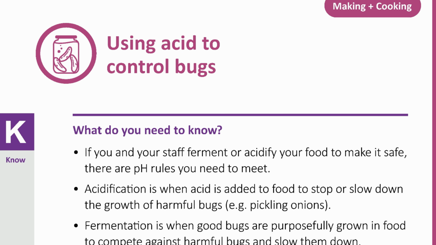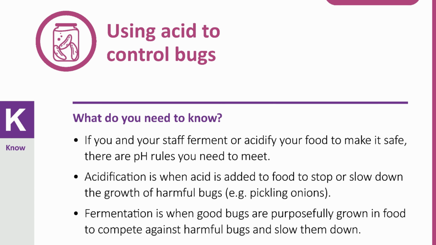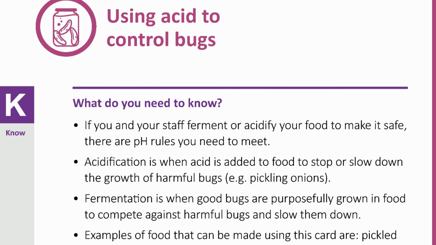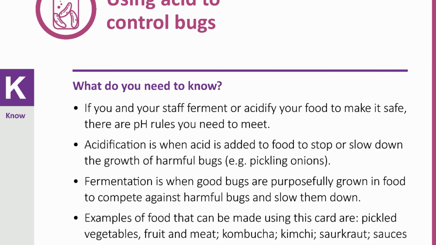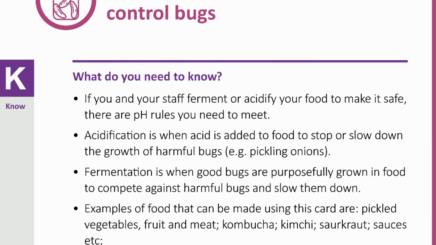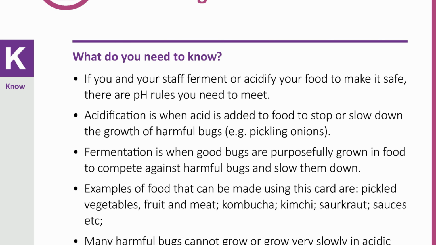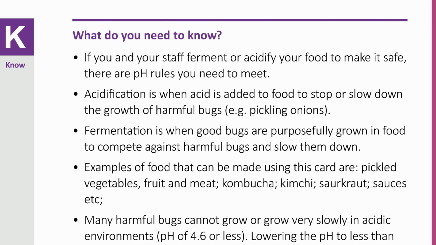Acidification is when acid is added to food to stop or slow down the growth of harmful bugs, for example, pickling onions. Fermentation is when good bugs are purposefully grown in food to compete against harmful bugs and slow them down. Examples of food that can be made using this card are pickled vegetables, fruit and meat, kombucha, kimchi, sauerkraut, sauces and so on.